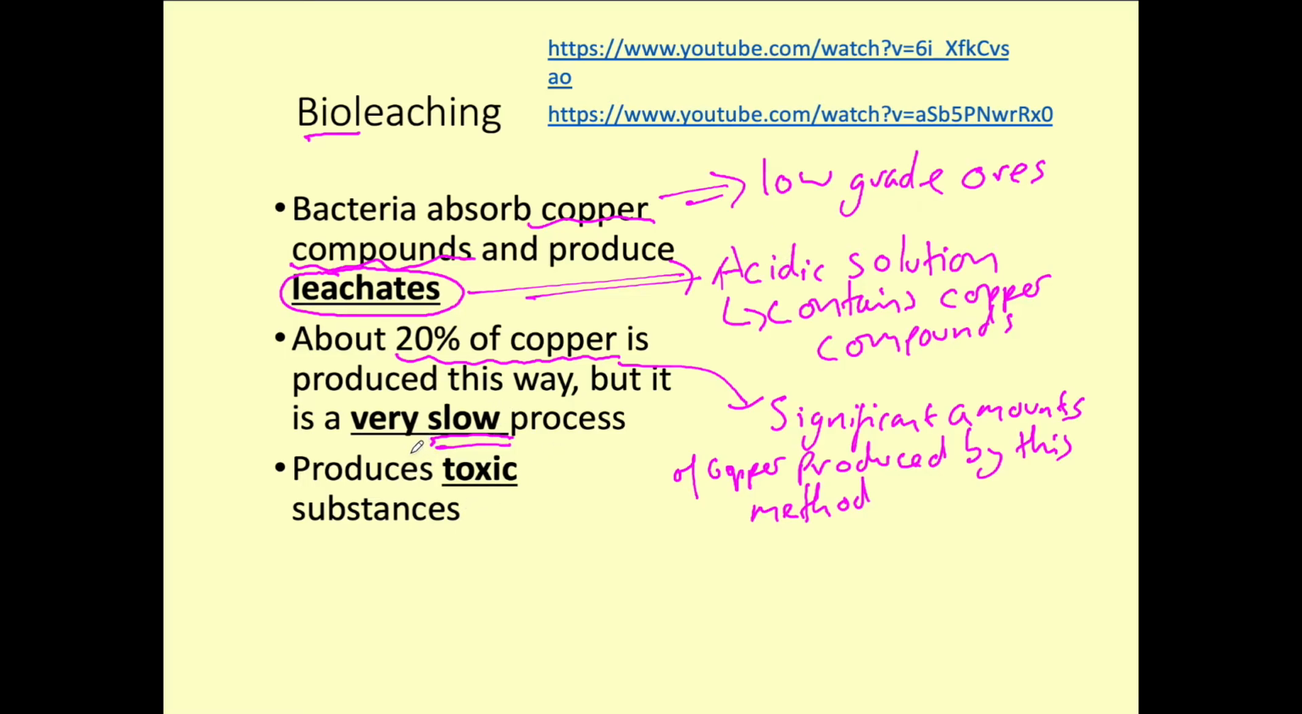A negative of this, though, is that it produces toxic substances. So toxic obviously means it's harmful to you, it can kill you. And so we want to be thinking carefully about where those leachates end up going, so that we're not harming any environment and animals that might be living in those areas.